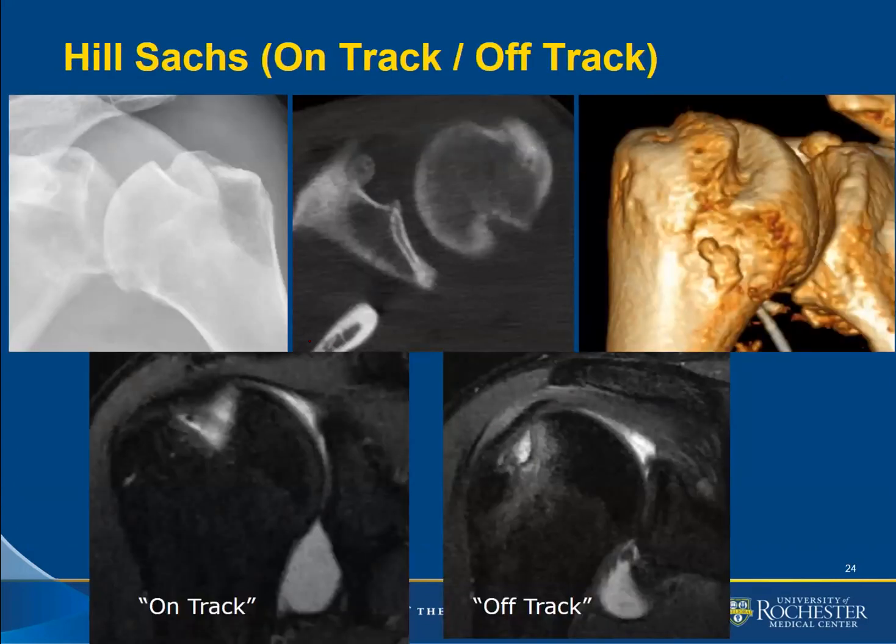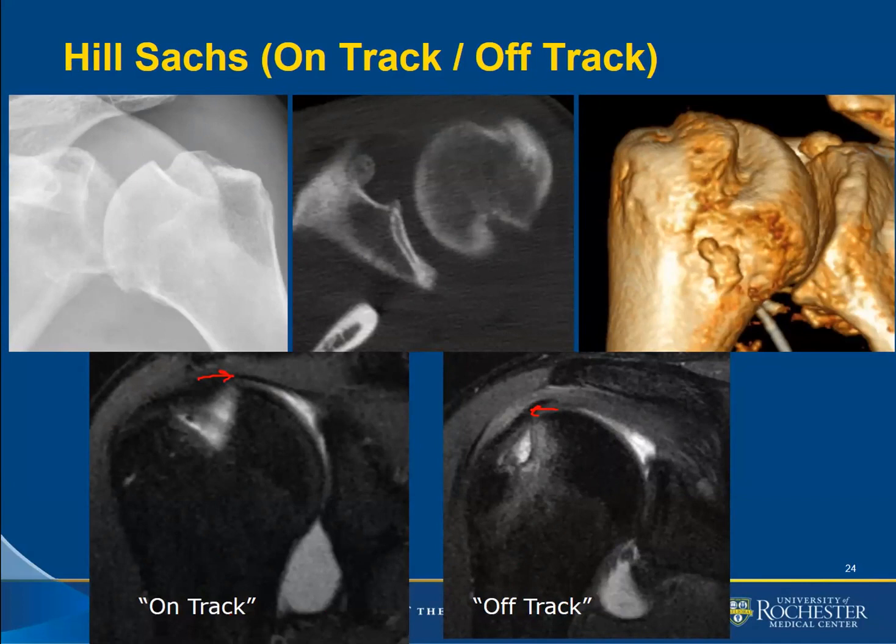Now with Hill-Sachs deformities, a concept that is important to understand is this idea of on-track or off-track Hill-Sachs defects. If the Hill-Sachs defect is involving the humeral apex or is located medial to the humeral apex, this is referred to as on-track. If the Hill-Sachs defect is lateral to the humeral apex, this is called off-track.